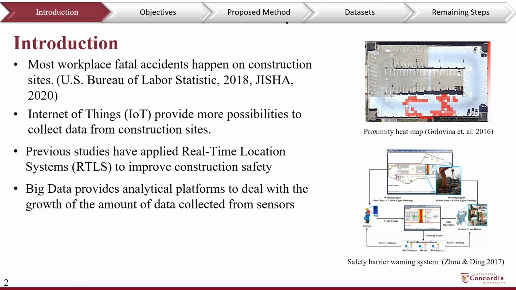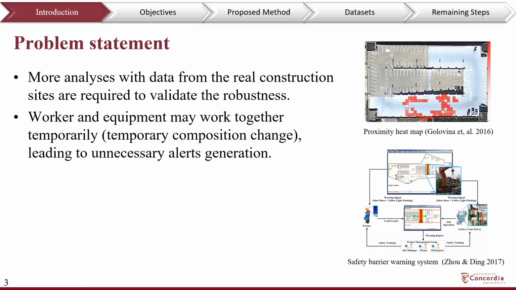Previous researchers applied RTLS to track the workers and the equipment's location in construction site for safety management, like proximity detection, identification of hazard area, occupancy of the site, and alert generation. However, IoT will also help to lead the growth in the data, but big data analytics is a good analytical platform which helps to assist the safety management better. Here the problem is using RTLS.